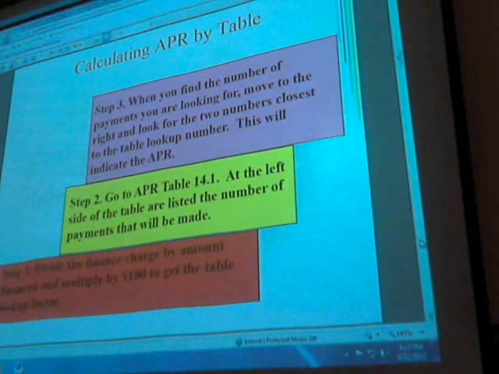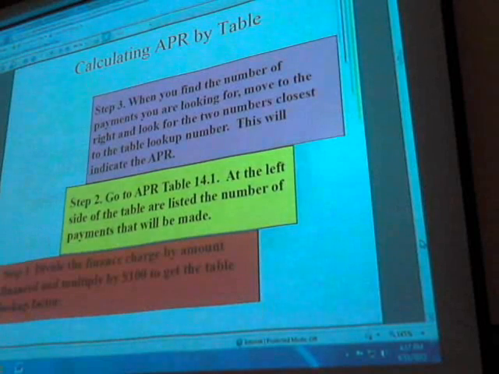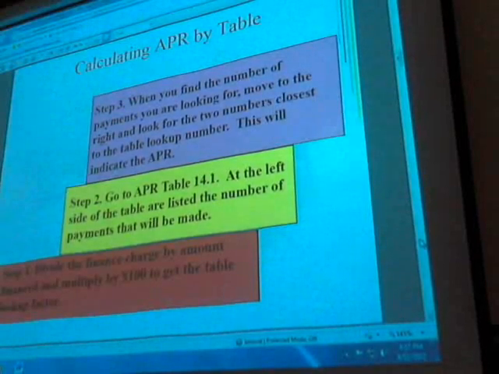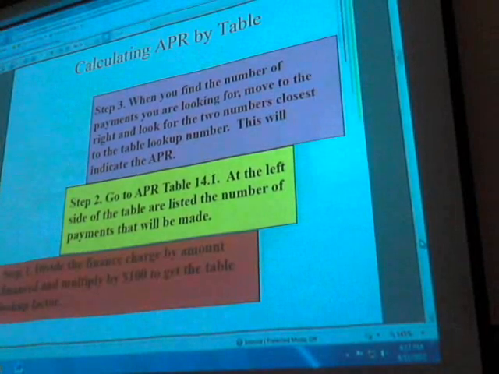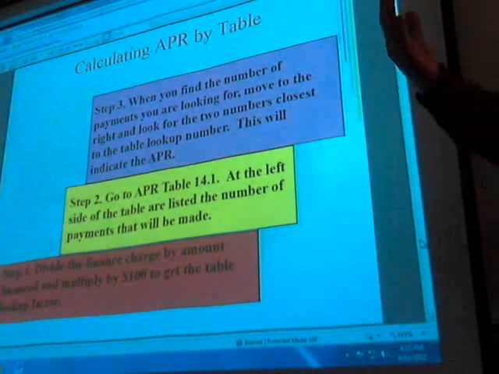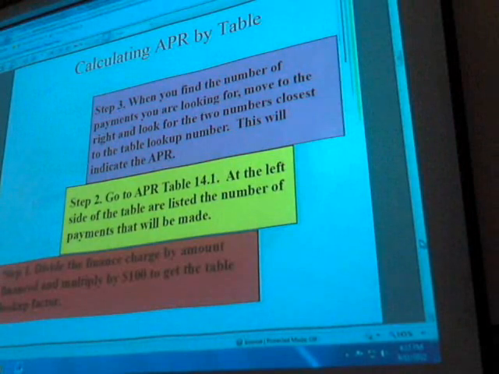Okay, and this table works a little differently than the other ones. You're used to using present and future value, and you find the intersection of two numbers, and that's your answer. This one works a little differently. Your answer is going to be in a range, which means it won't be just, for instance, 10.5%. It might be 10.5 to 10.75%. You'll see what I mean when I go through it, okay?